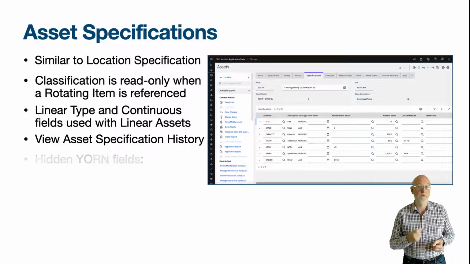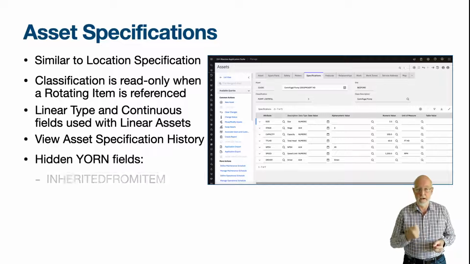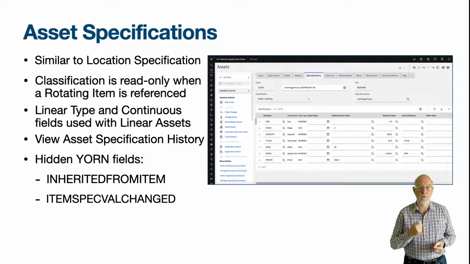There are 2 hidden YORN fields. Inherited from item is set to 1 if the value was derived from the associated rotating item. And item spec val changed is set to 1 if you change a value that was inherited from a rotating item. This stops the item specification from updating the asset specification attribute for the asset where the value was changed.